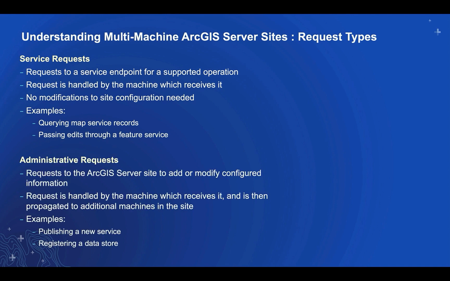Administrative requests are requests that come into the server site to add or modify configured information. In this case, the request is handled by the machine which receives it and is then propagated to additional machines in the site. Examples are publishing a new service, registering a data store, and other administrative operations like that.